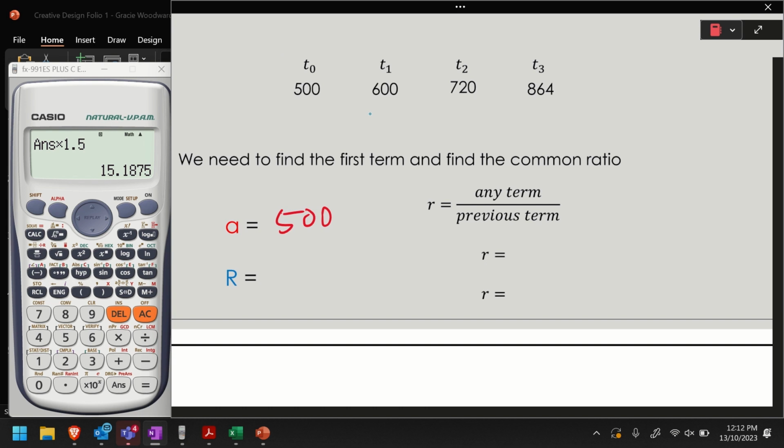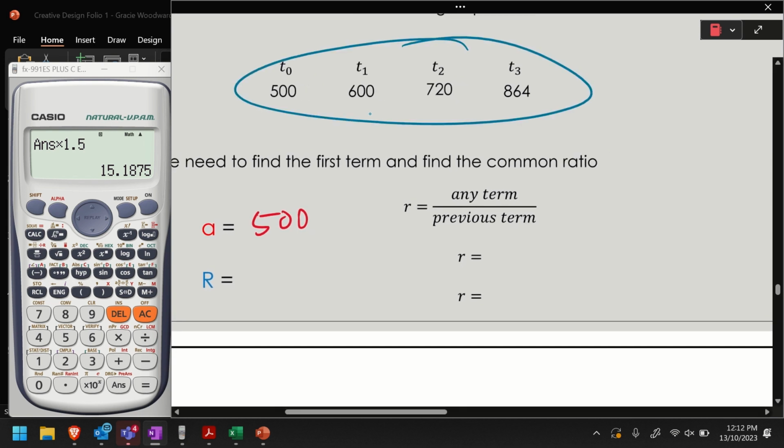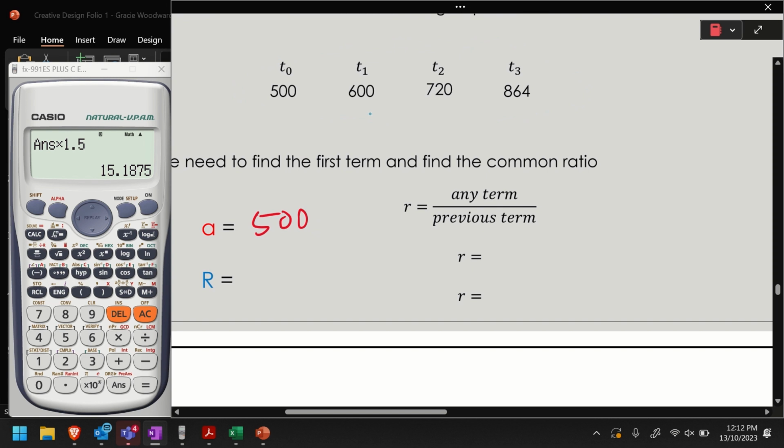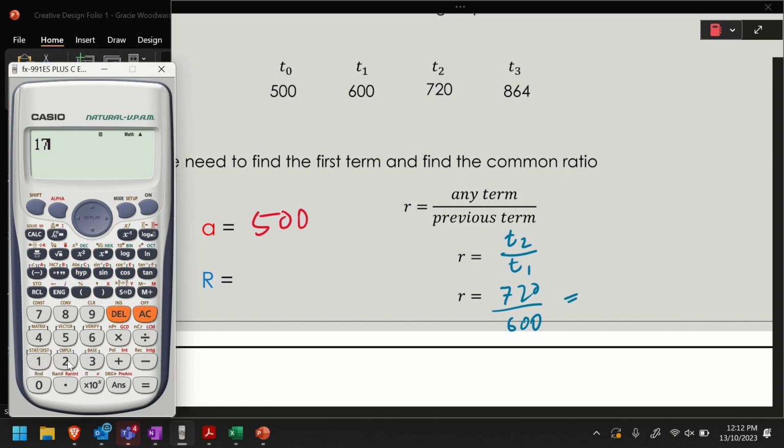Let's go with Krish. Can you pick a number for me in this sequence? Any number? 720. So Krish is going to use T2. And what are you dividing it by? Which is T1. So it's going to be 720 divided by 600, which equals 1.2. Good. So my common ratio is 1.2. So what this is saying is, to get the next number, you're just multiplying by 1.2.